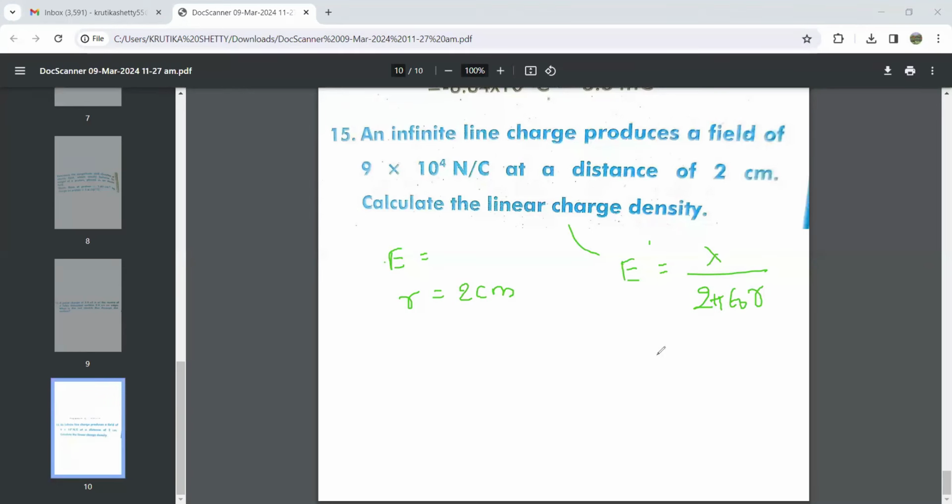So here we need to calculate the linear charge density, that means lambda. So lambda is equal to E into 2 pi epsilon naught into R. The E value is 9 into 10 raised to 4 into 2 pi epsilon naught, and the R value is 2 into 10 raised to minus 2.